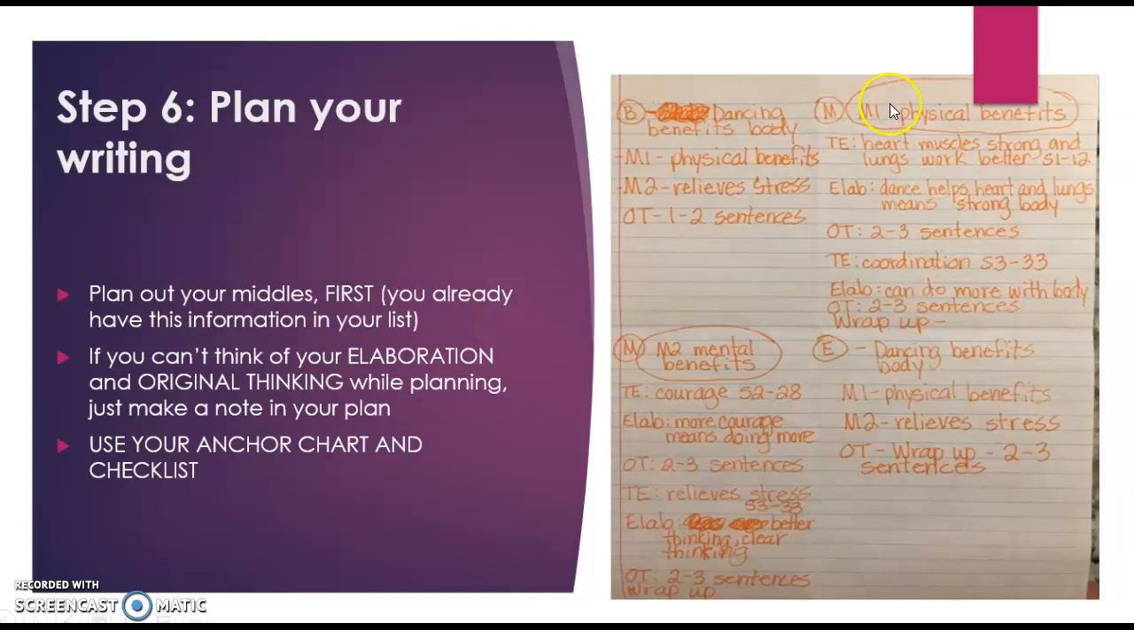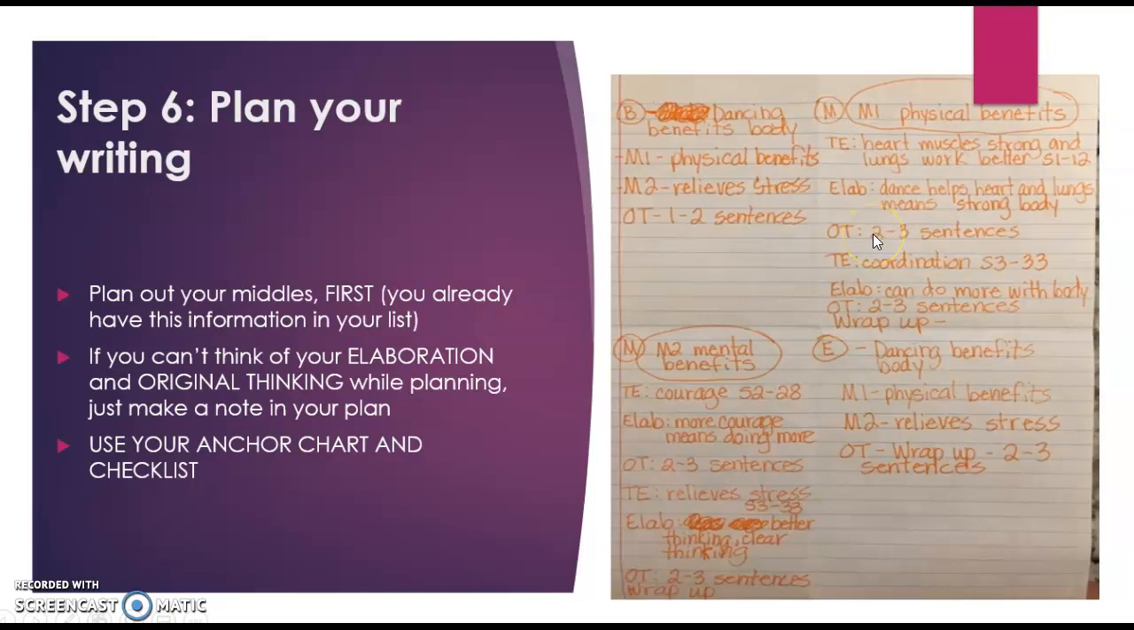Make sure that you get in the information that you can that will help you on your next step when it comes time to write. So here are my two pieces of text evidence. Okay, and then I wrote out elaboration and OT. My elaboration, I was able to think of it as I was writing or planning my text evidence. So dance helps heart and lungs means strong body.